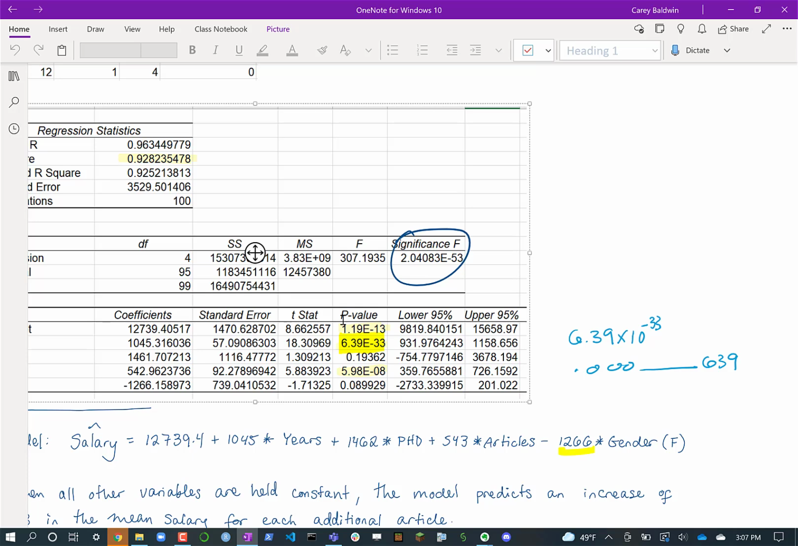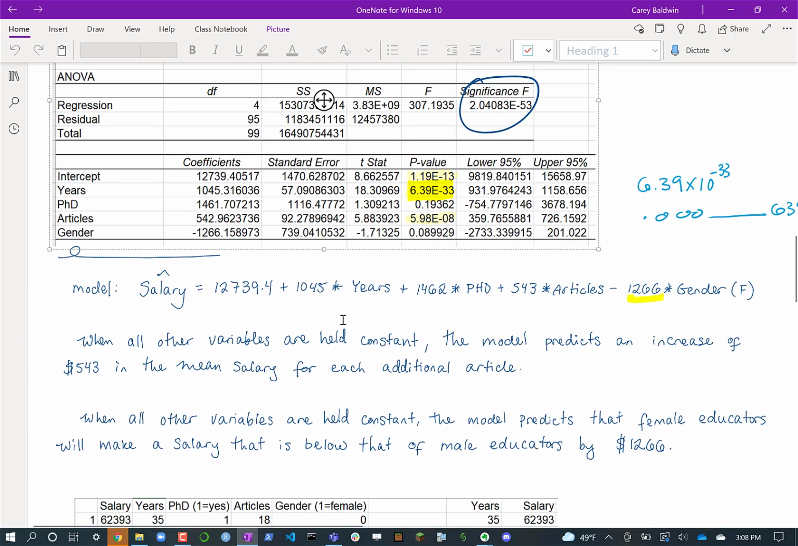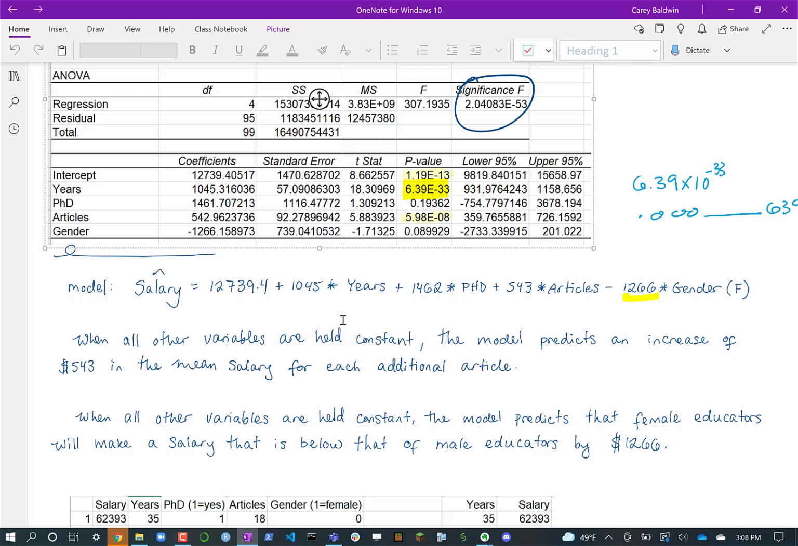So interpreting a coefficient in context, let's just do two of them. We could say for the coefficient for articles, for example, that when all other variables are held constant, the model predicts an increase of $543 in the mean salary for each additional article. Basically, if a faculty member is publishing more, they can expect to be paid more.